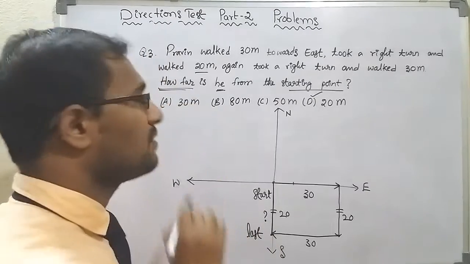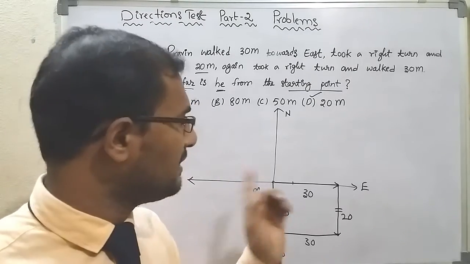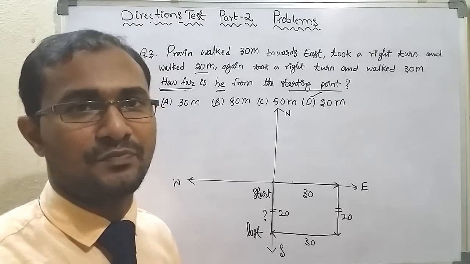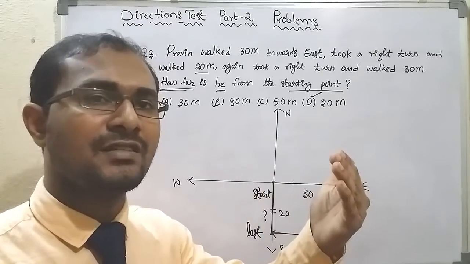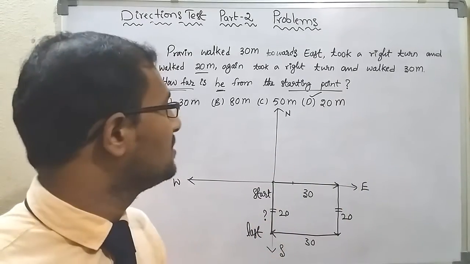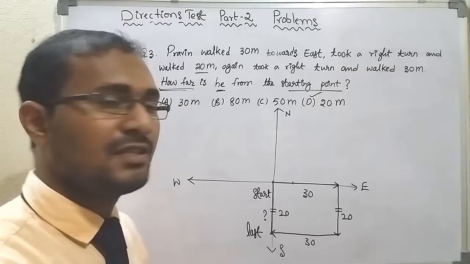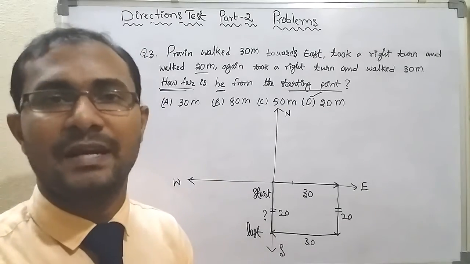In this way we can find the distance when they give you keywords like how far, or distance between. In the next question I'm going to explain how to find the distance between any two particular points, whenever they give you these types of keywords, with the help of the Pythagoras rule.